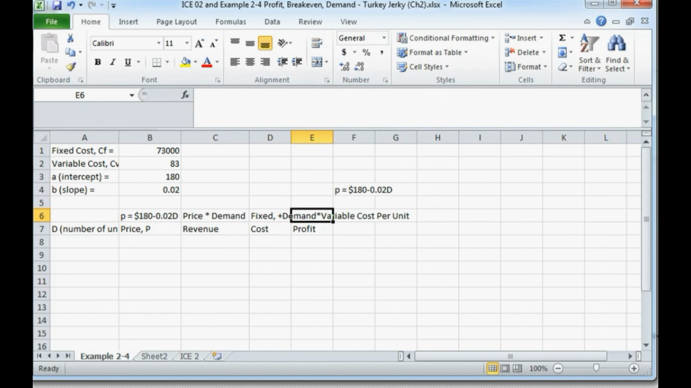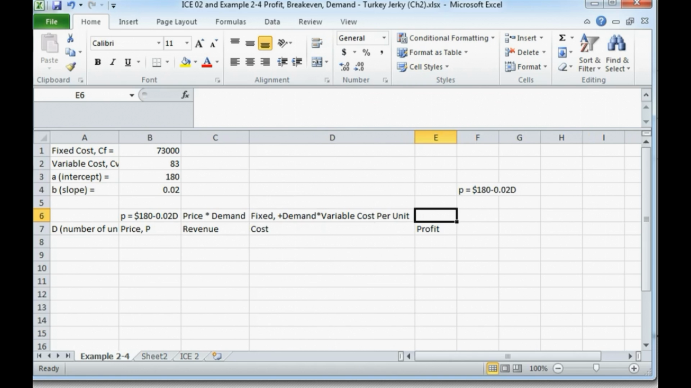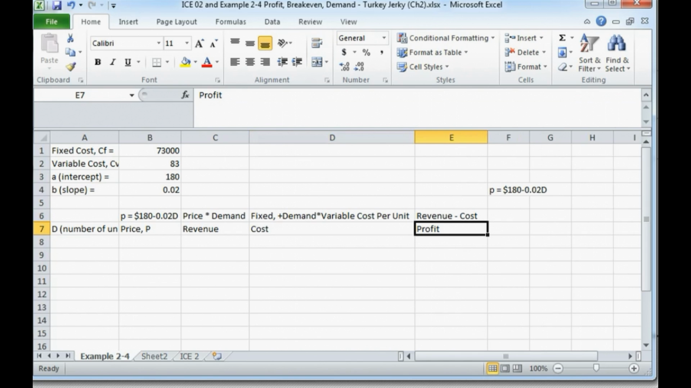And then the profits themselves are just going to be revenue minus cost. Okay, so I hope that you're following along with your own copy of Excel. I'll give you a moment to catch up there. Of course, you can pause this at any time or rewind if you want to refresh your memory on certain things.